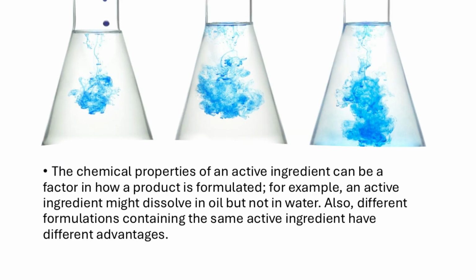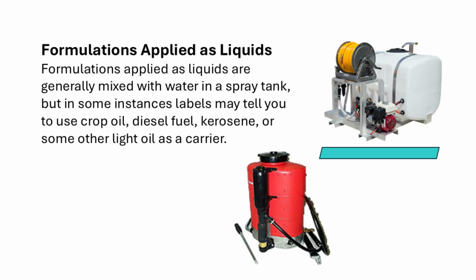The chemical properties of an active ingredient can be a factor in how a product is formulated. For example, an active ingredient might dissolve in oil, but not in water. Also, different formulations containing the same active ingredient have different advantages. Formulations applied as liquids. Formulations applied as liquids are generally mixed with water in a spray tank, but in some instances, labels may tell you to use crop oil, diesel fuel, kerosene, or some other light oil as a carrier.